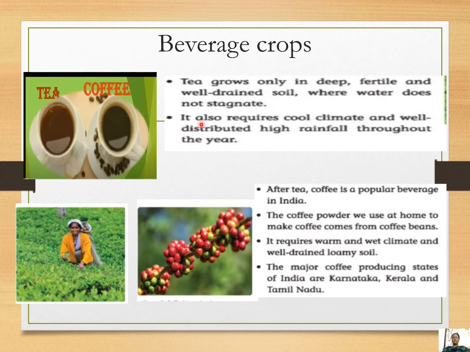The next is beverage crops. The prominent beverage crops of India are tea and coffee. Tea grows only in deep, fertile and well-drained soil where water does not stagnate. It also requires a cool climate and well-distributed high rainfall throughout the year.